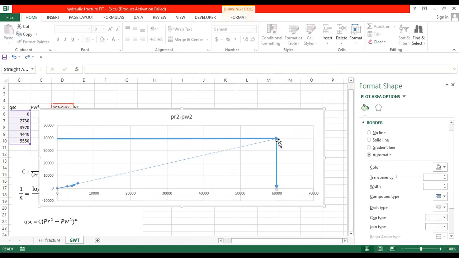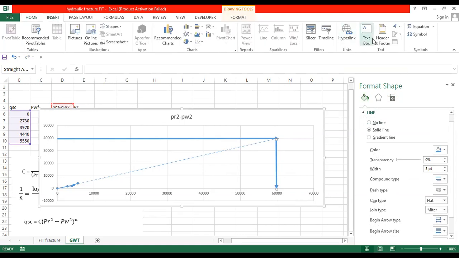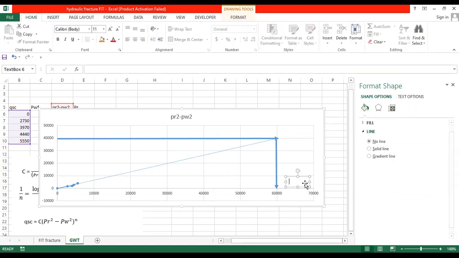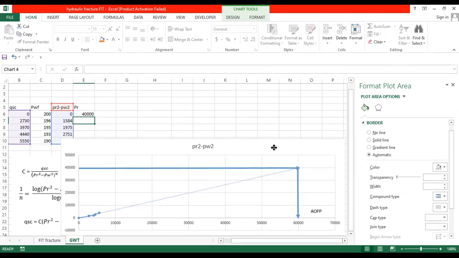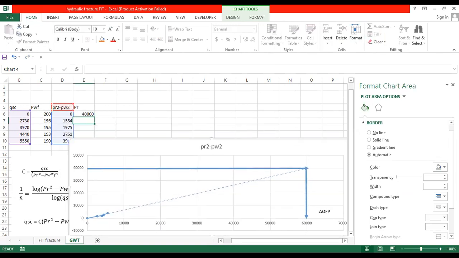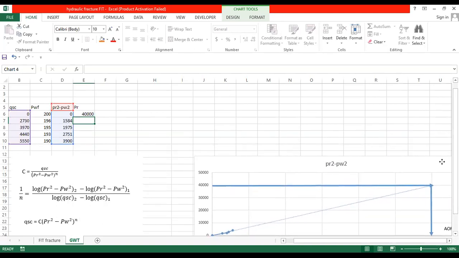So this is how we can estimate the value of AOFP. The value of AOFP for this graph is 60,000 standard cubic feet per day. I'm going to put this value as AOFP through the graphical method. So the same thing we are going to do in a theoretical way. Let us keep this graph beside.